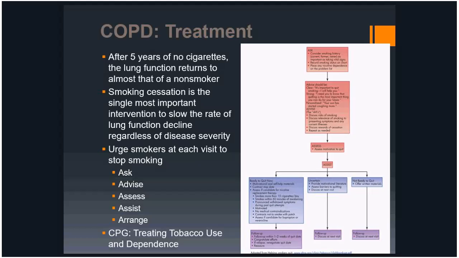Smoking cessation is extremely important. After 5 years of no cigarettes, lung function returns to almost that of a non-smoker. And so it's important to make sure that in your patients that smoke or use tobacco, that you are asking at every visit, advising, assessing, assisting, and arranging as needed. There are clinical practice guidelines that speak about treating tobacco use and dependence, and you also have this algorithm for reference in your text.